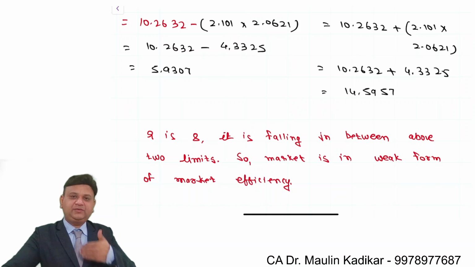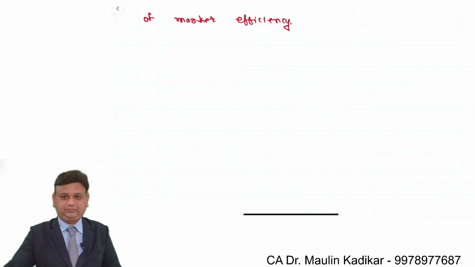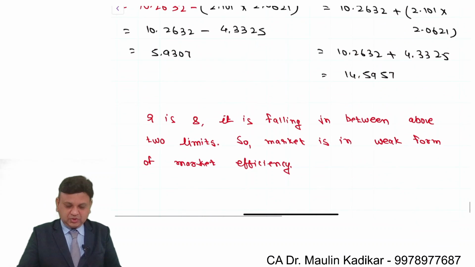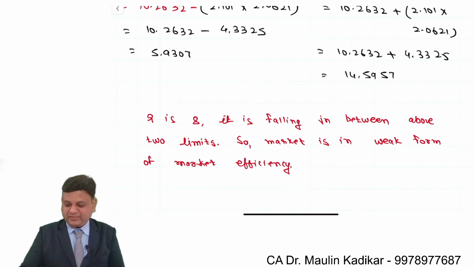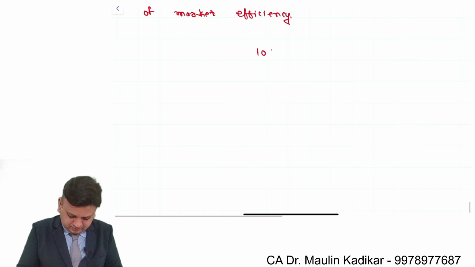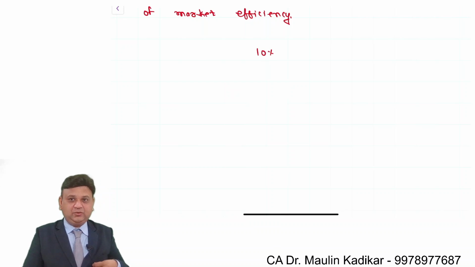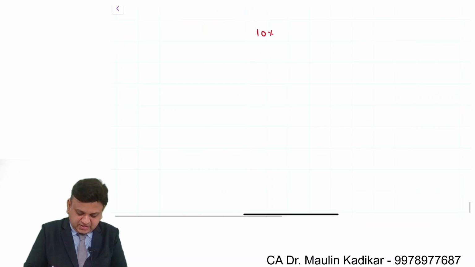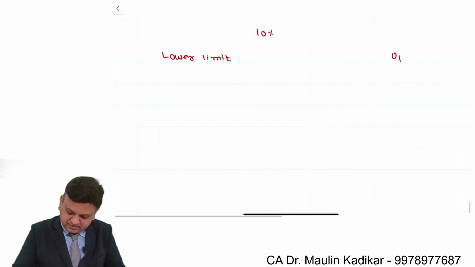For 10% level of significance, you try to do the answer, then I will do the answer for you. Whatever we have done for 5%, the same we are required to do for 10%. Let us see how to do the answer. Again, we are required to draw the lower limit and upper limit.